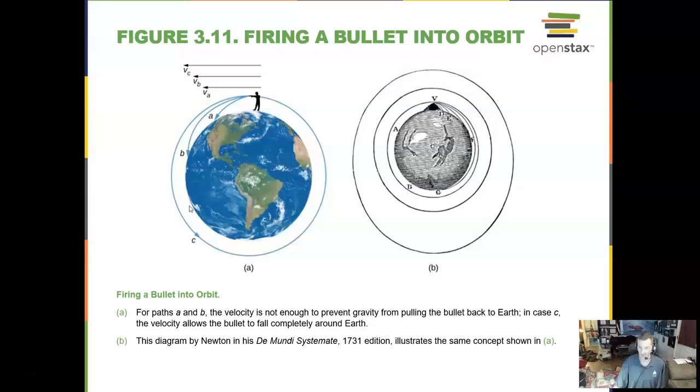If you stand on a mountain high enough and fire a bullet fast enough, it will go in orbit around the Earth, and that speed needs to be about 17,500 miles an hour.